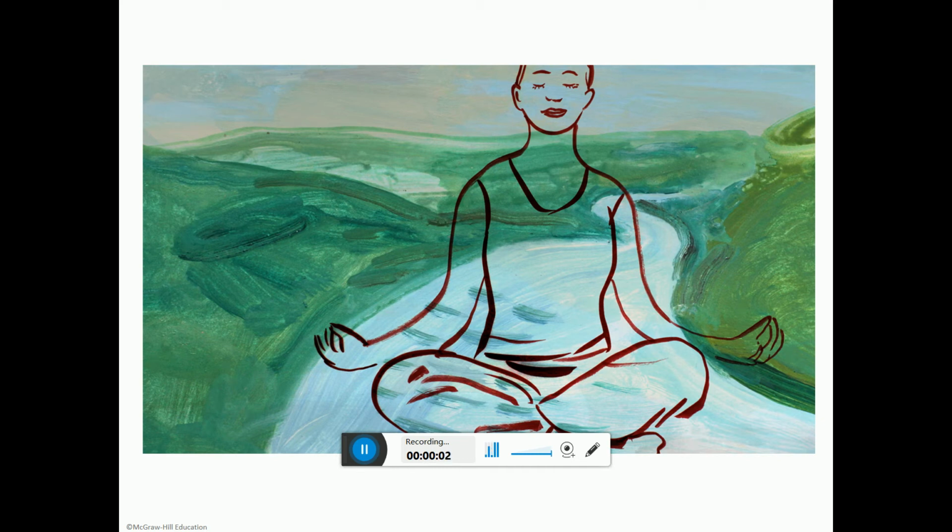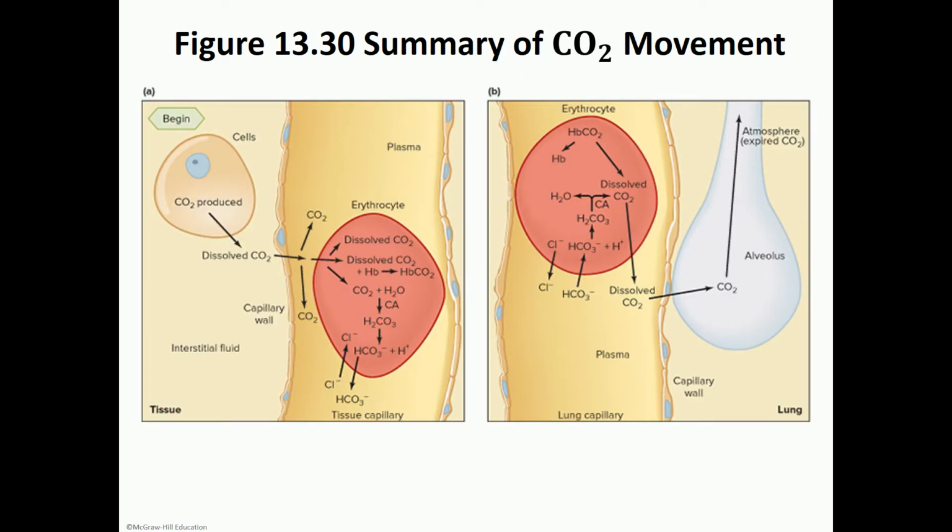Now, this part of the chapter discusses the movement of carbon dioxide. It also talks about the control of breathing and the effect of exercise on breathing. So this shows a summary of the movement of carbon dioxide.